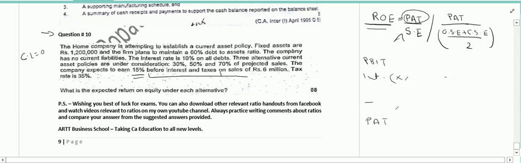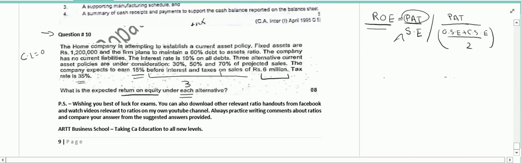So it says that the profit before interest and tax, or earnings before interest and tax, is 15% of the sales, and sales is 6 million. Tax rate is 35%, sorry. What is the expected return on equity? I have to tell the return on equity under each alternative. There are 3 alternatives, so I have to calculate return on equity for each of them.